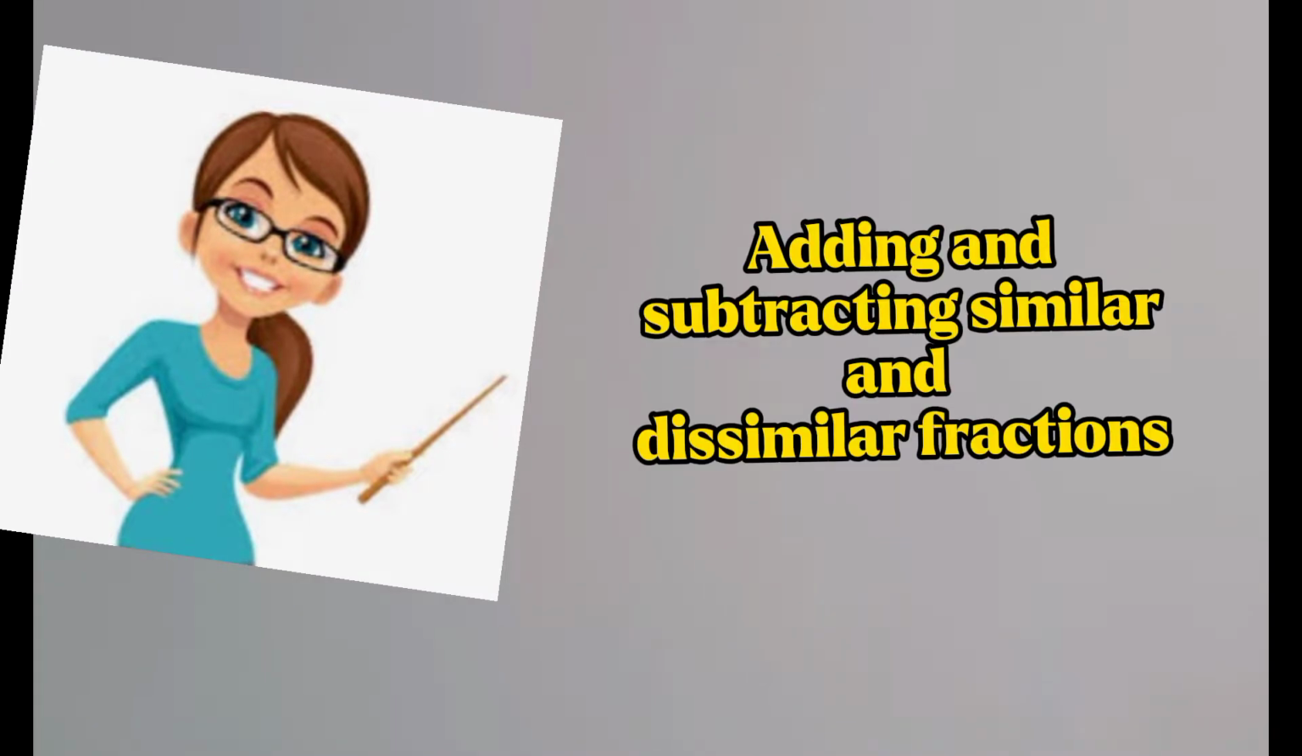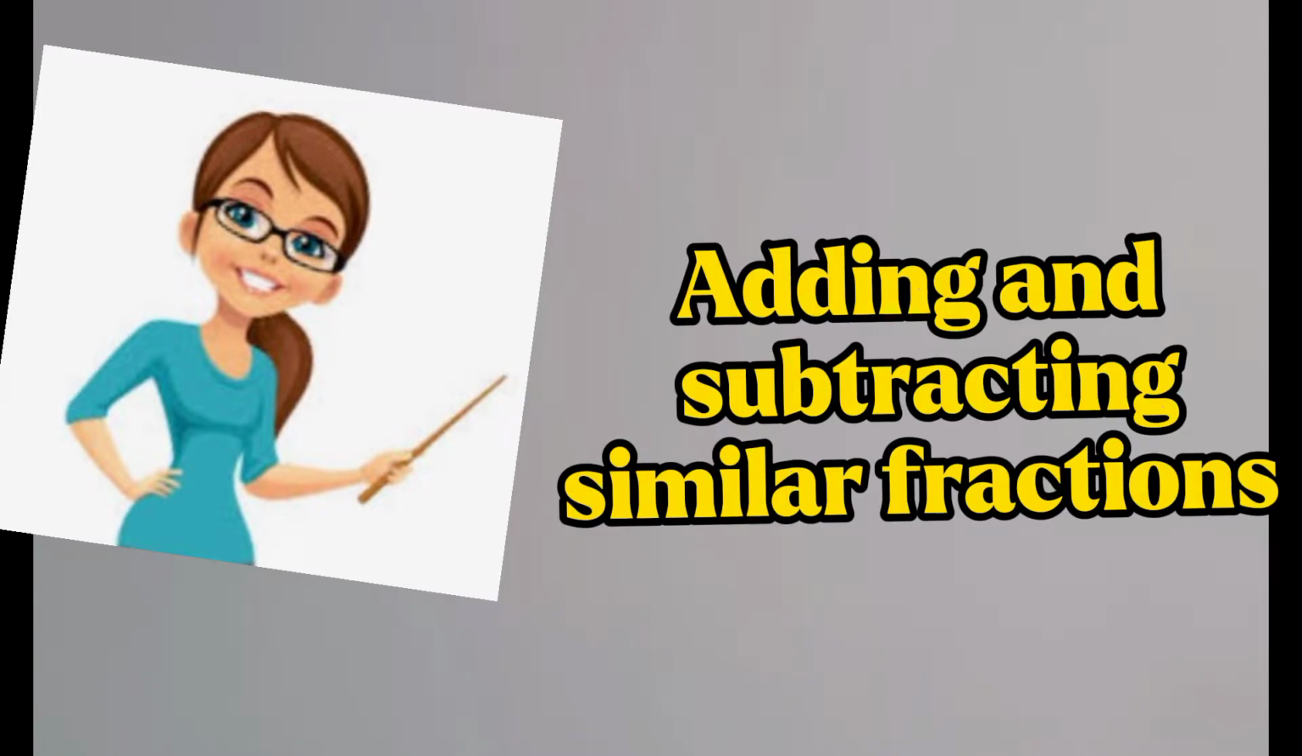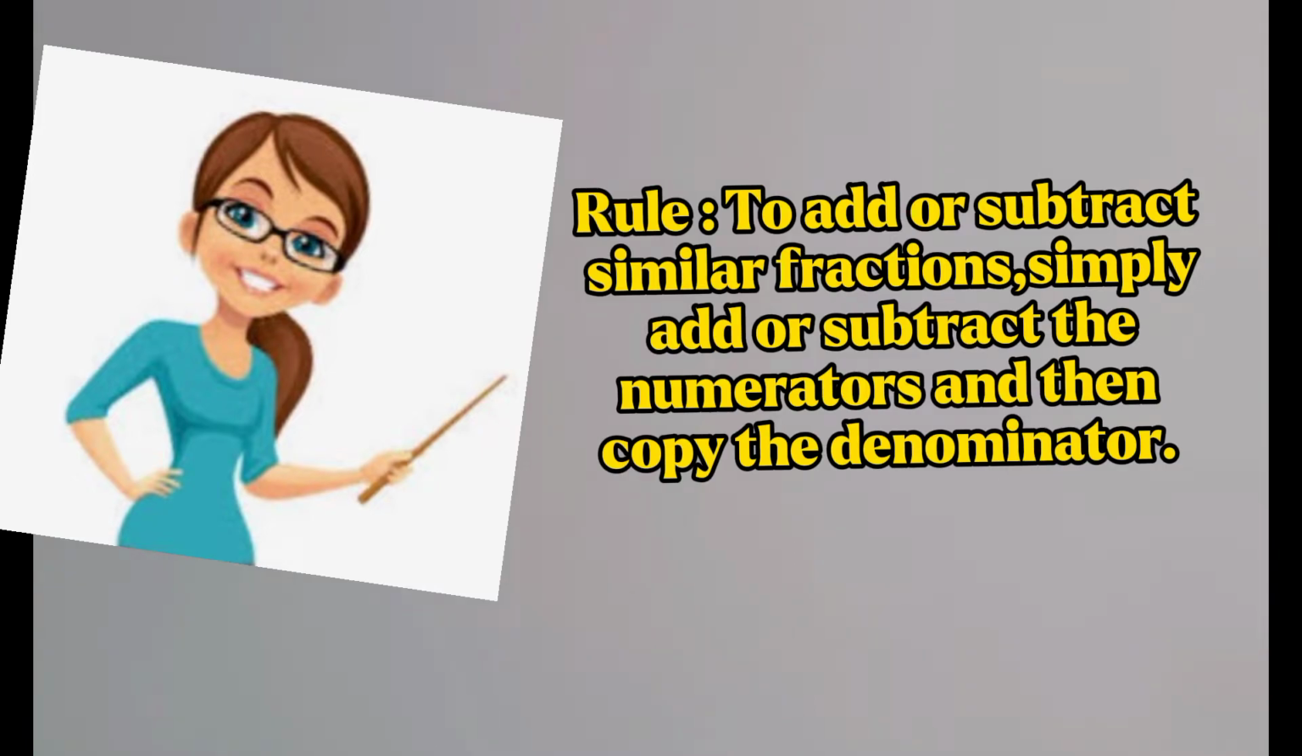Now, let us learn how to add and subtract similar and dissimilar fractions. Let us have first adding similar fractions. To add or subtract similar fractions, simply add or subtract the numerators and then copy the denominator.